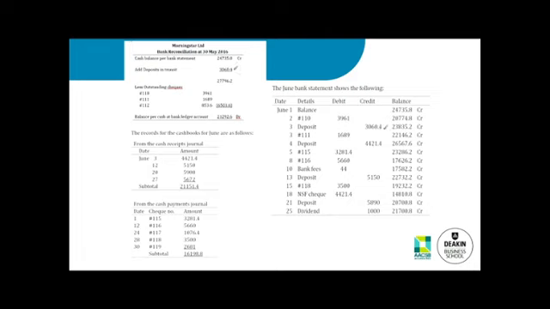What about outstanding checks? Have those cleared now? 3961 has cleared. 1689 has cleared. 853.6, has that cleared? No. What do we do? Circle. Where does it go?